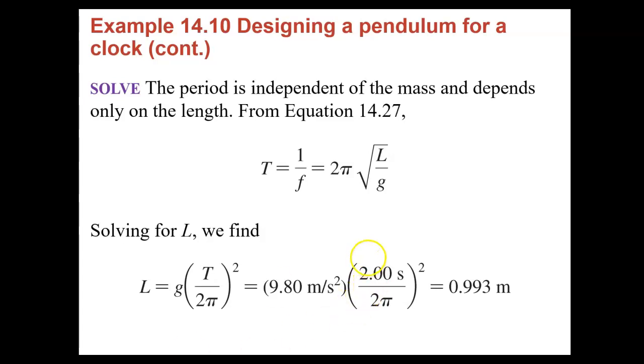So G is 9.8 meters per second squared, times T, your 2 seconds, is your period, over 2 pi squared. That gets you your length of about a meter.